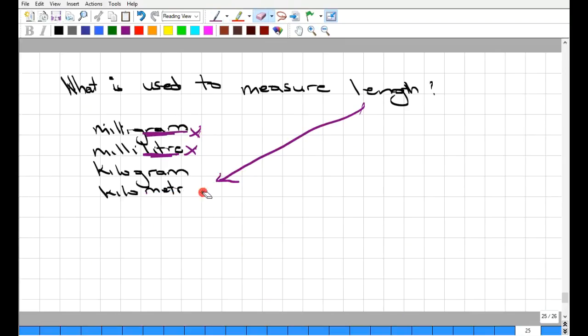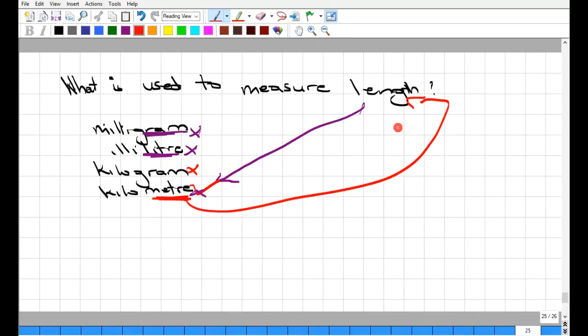The kilogram is used as a distance of... A kilogram is not used to measure distance, but used for weight. So this one is also out. Let's swap colors. So this one is out. But the kilometer is used to measure length. So that one is correct.